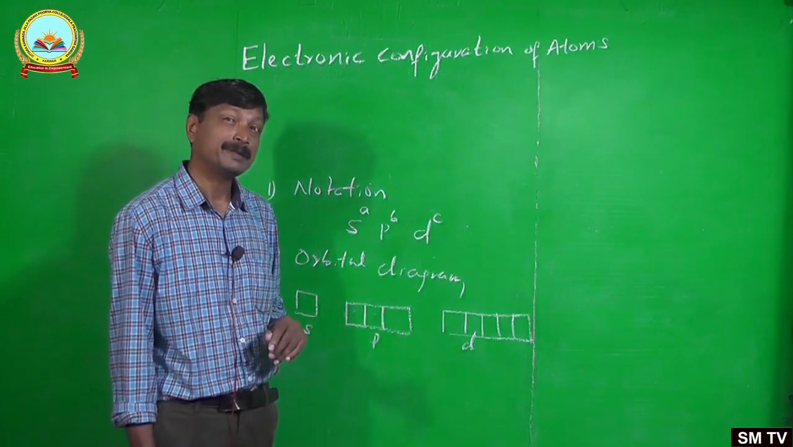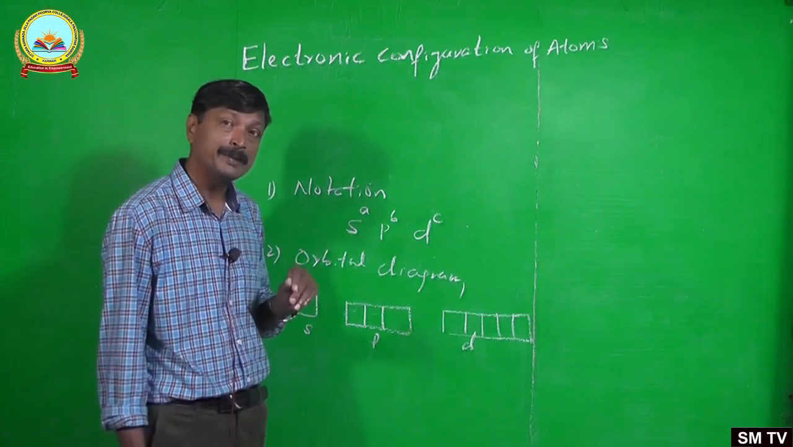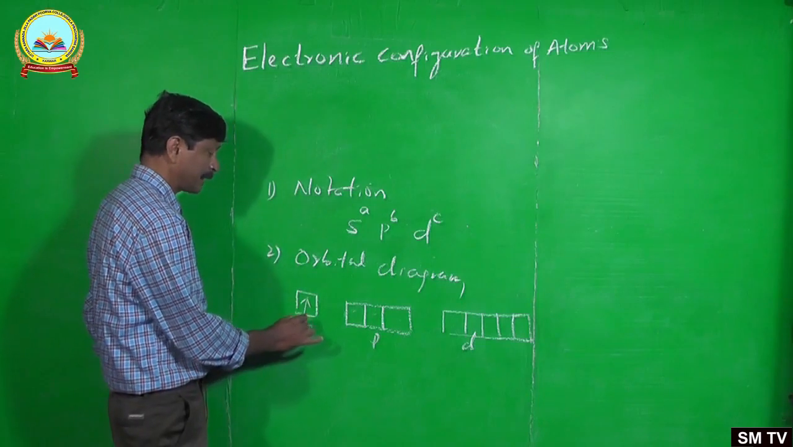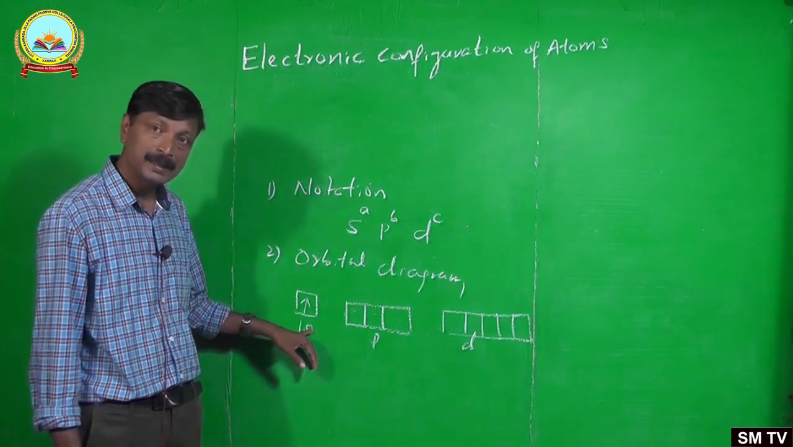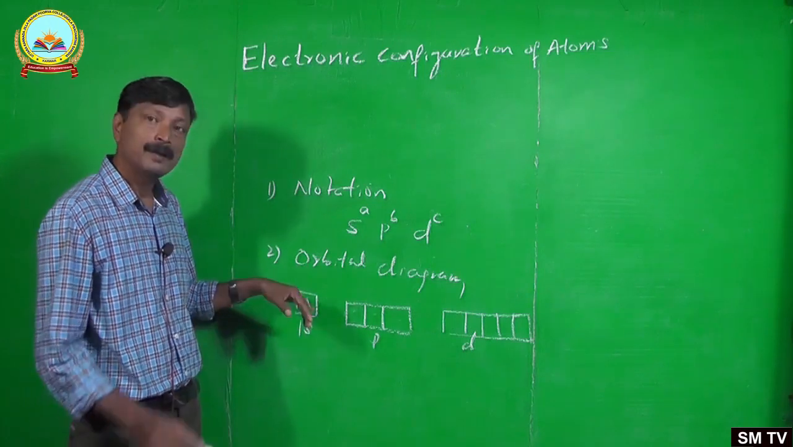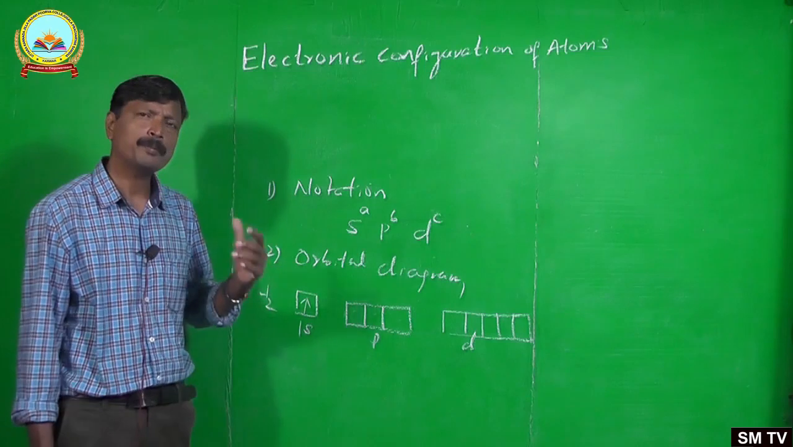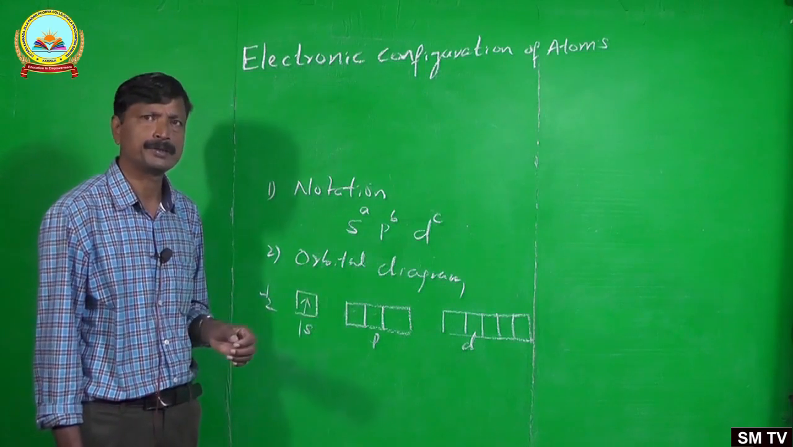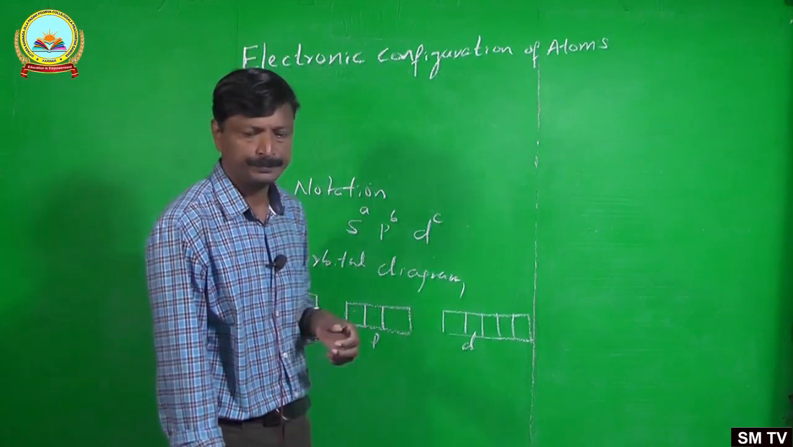The second method is better than the notation method because it clearly defines all 4 quantum numbers for a given electron. Suppose I write 1s1. What does it mean? 1 is the principal quantum number. s means l is equal to 0. If l is equal to 0, m is equal to 0, and its spin state is plus half. All 4 quantum numbers can be known from the orbital diagram. Okay, so we shall try both the notation and orbital diagram for some of the elements.